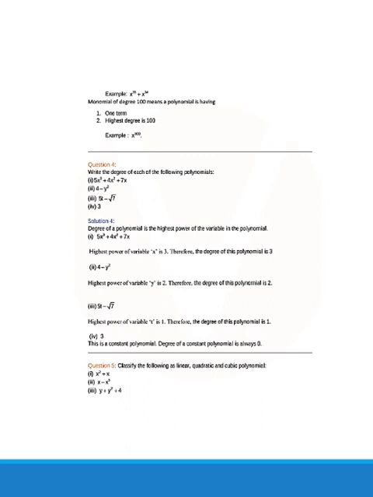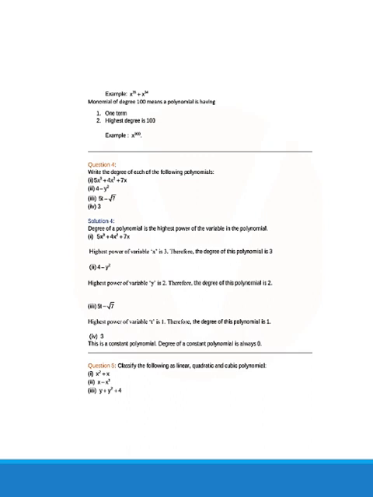Fourth, 3. We have only a constant term 3 and we know that the degree of a constant term is 0. We can write this constant term as 3x to the power 0. x to the power 0 is nothing but 1, so it will be 3 into 1, that is 3. So the degree is 0.